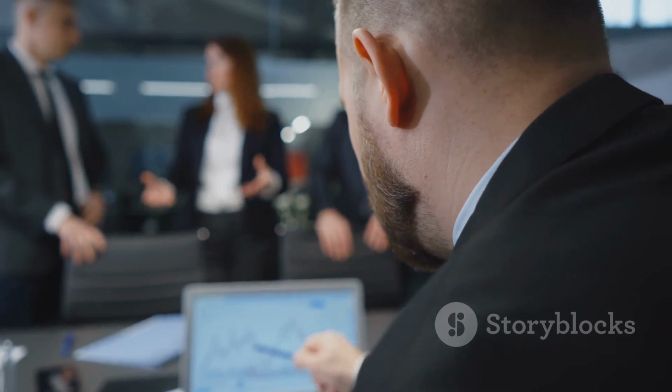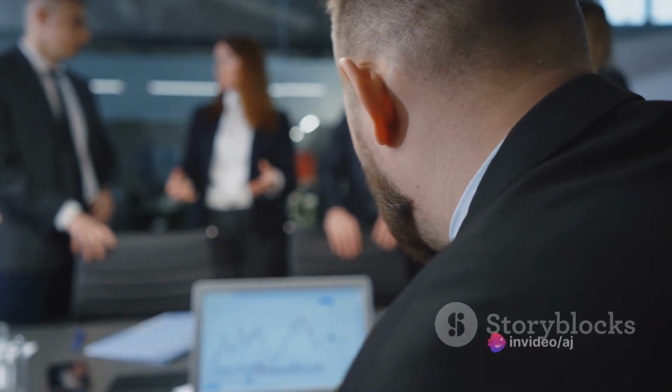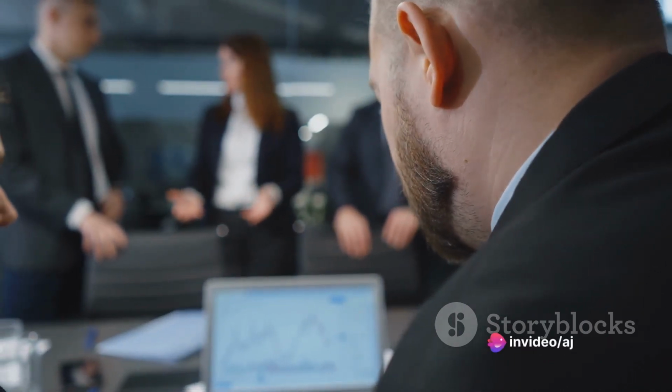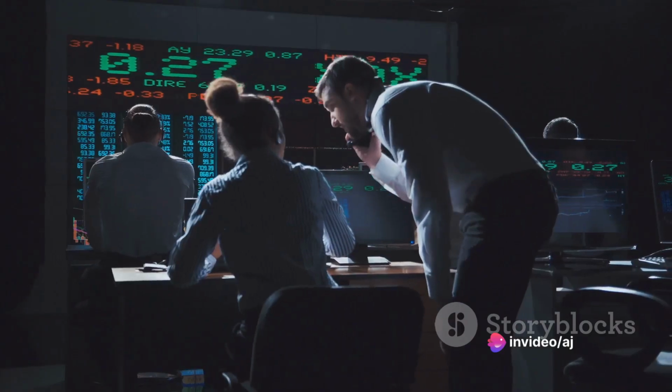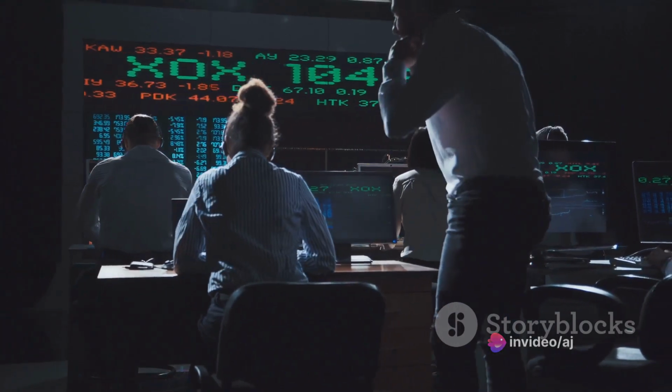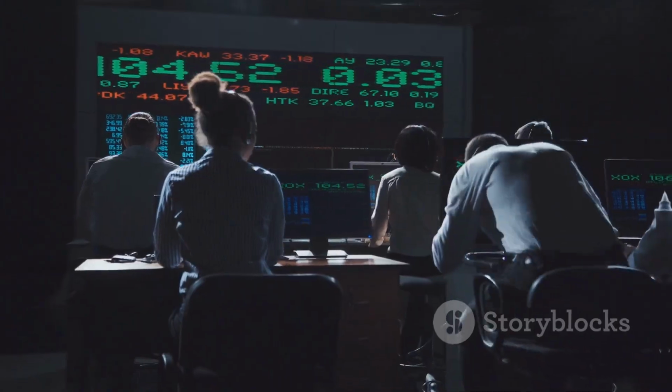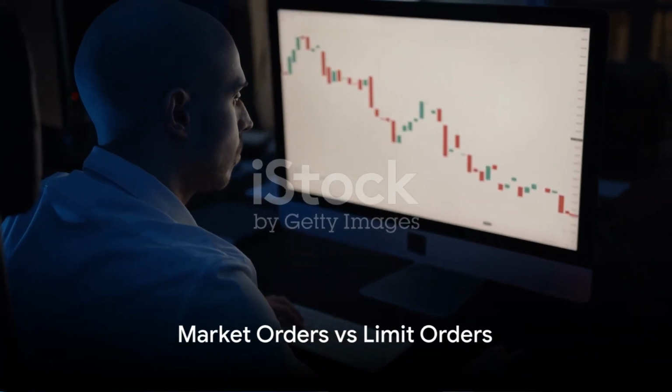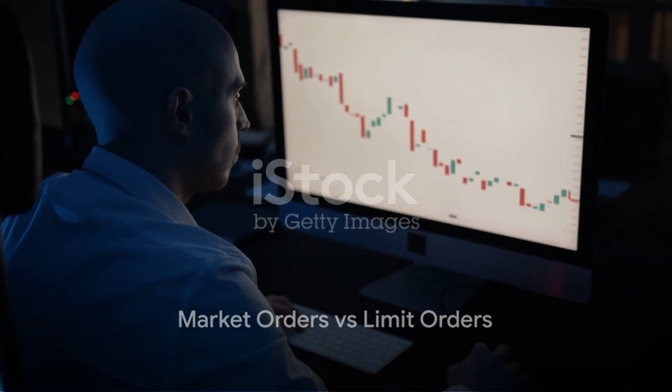Investors aim to profit by buying low and selling high, while companies use the stock market to raise capital for growth and expansion. So, the stock market is essentially a marketplace for buying and selling pieces of companies. Now, let's get into the first key concept: market orders and limit orders.